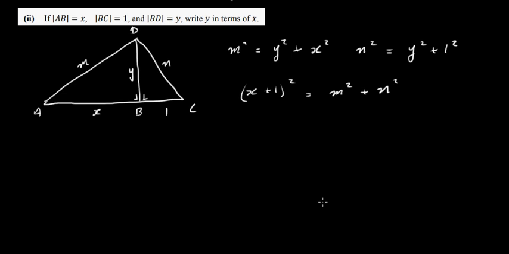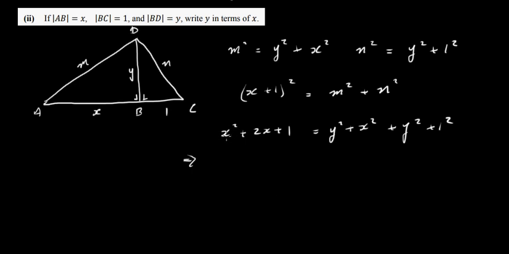Now let's just expand all of this. If we expand the left hand side here, we get x squared plus 2x plus 1. Now the right hand side is an m squared. We have an m squared here. We know that that's equal to y squared plus x squared. We have an n squared here. We know that's y squared plus 1 squared. So all we've got to do now is just simplify this. Remember, we've got to get y in terms of x. So we have our y here, we have a y here. So let's see what we can simplify.